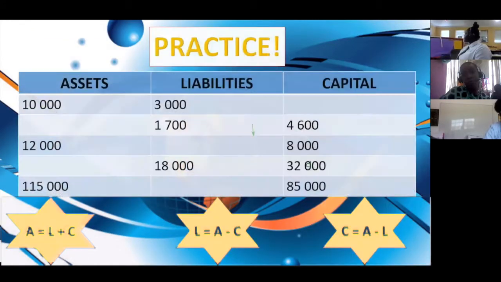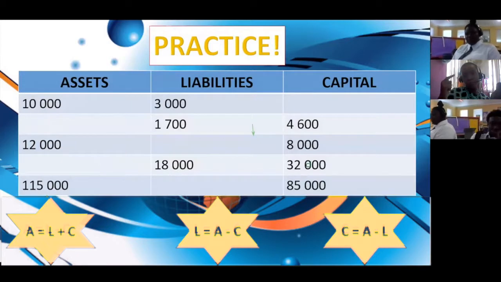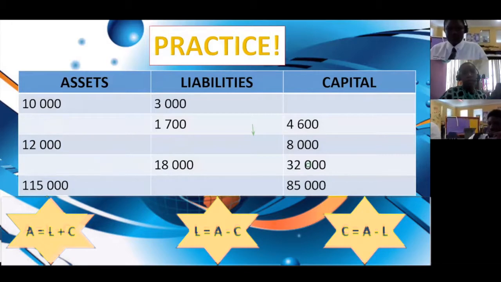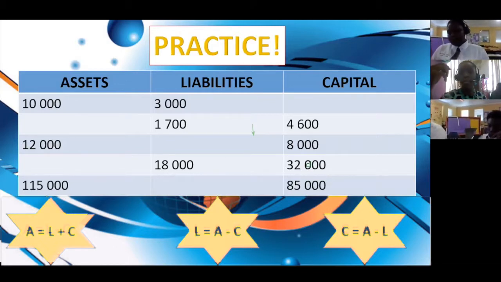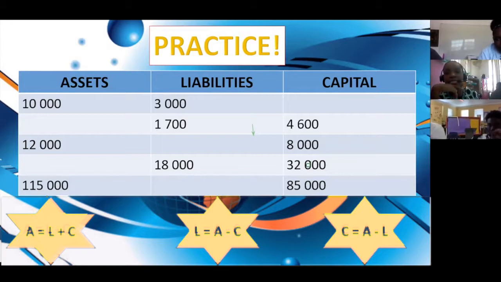All right, let's go. Take a look at the chart, and we're going to do these together. I will call your name, and you will put the answer in. For the first one, what are they asking you to find? Where's the blank space? Capital. How do we find capital? What is the formula? Capital equals assets minus liabilities. Very good. It's the third one. Capital equals assets minus liabilities. Ashton, can you please type the answer for capital in, and let's see if you got it.